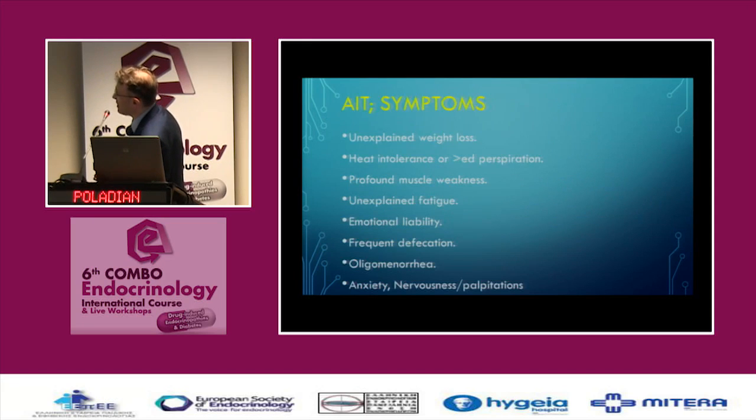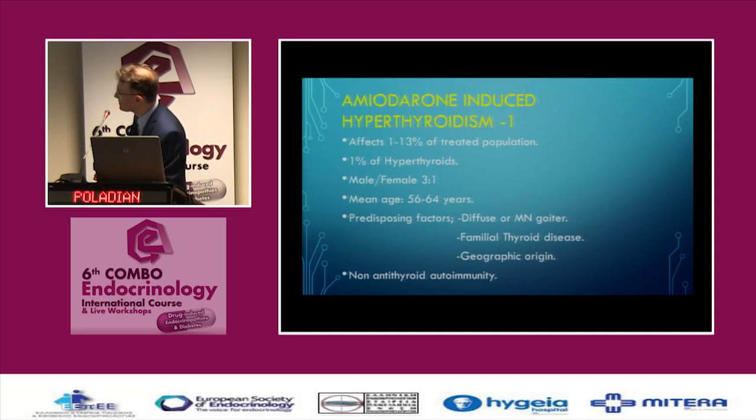So the symptoms are unexplained weight loss, heat intolerance, profound muscle weakness, unexplained fatigue, emotional lability, frequent defecation, oligomenorrhea in the females, and anxiety, nervousness, and palpitations. It affects 1 to 13% of treated population and contributes 1% of all hyperthyroids. Males are 3 to 1, outnumbering the females. The mean age is 56 to 64.